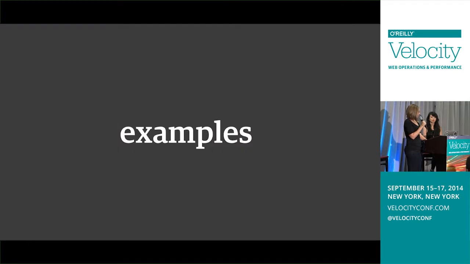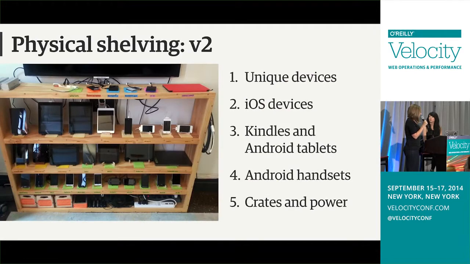All right, so what has our device lab looked like in terms of organization? In V2, with our bookshelves, we had all of our unique devices across the top. Then we had all of our iOS devices, then our Kindles and Androids, and some Android handsets, and then we put all of our crates and power on the bottom.